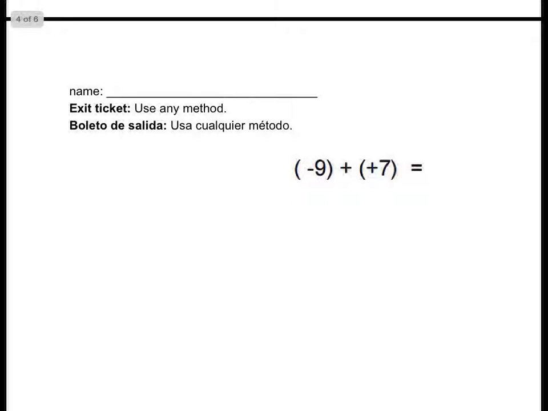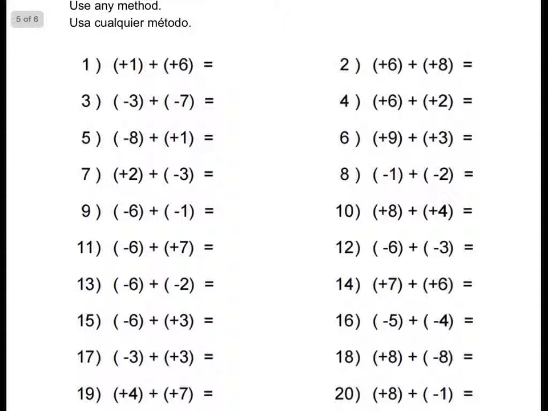So now you can complete your exit ticket. It says to use any method in order to solve the following problem. If you want to draw a number line, that's fine. If you want to use another method that you learned, that's fine too. If you still have time before the bell rings, after completing your exit ticket, you can do this extension activity. So you can work on creating number lines or using any method that you would like in order to solve these problems.